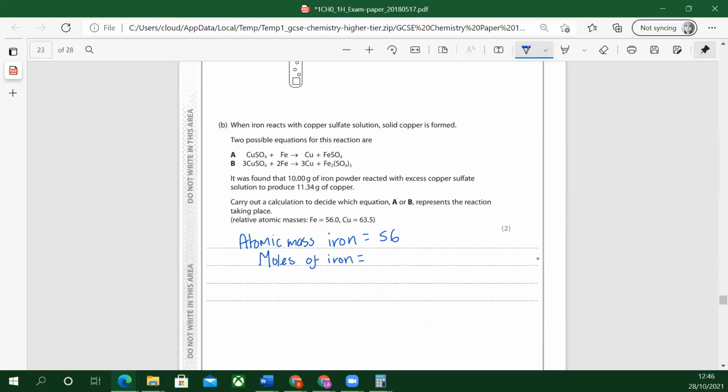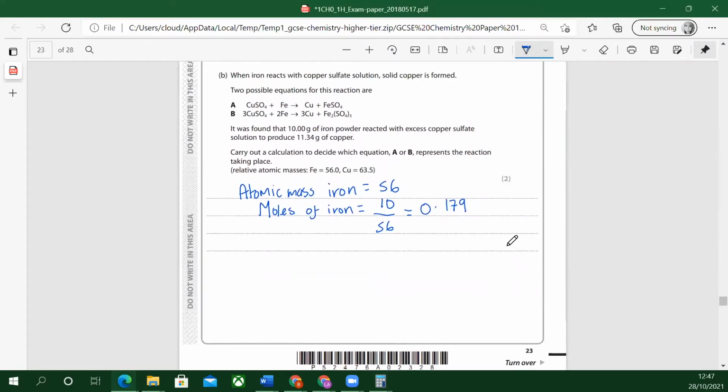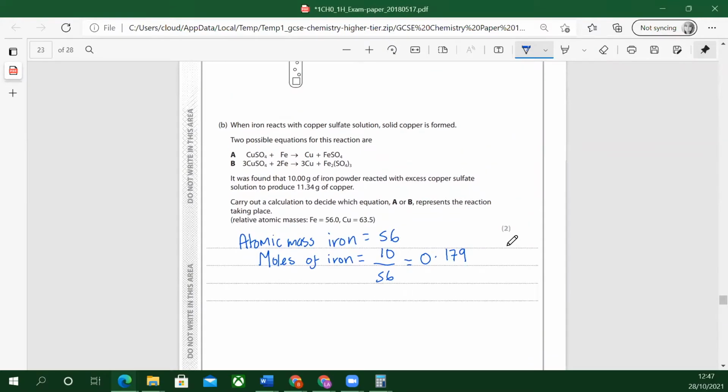So 10 divided by 56. Let's do it with my calculator. It's already in grams, so I don't need to convert it. So moles of iron is 0.179. We'll go with that for a minute. It's not our final answer, so don't worry about rounding there. If you did, you get error carried forward, you still get the marks. Okay, moles of iron, that'll give us 1 mark.